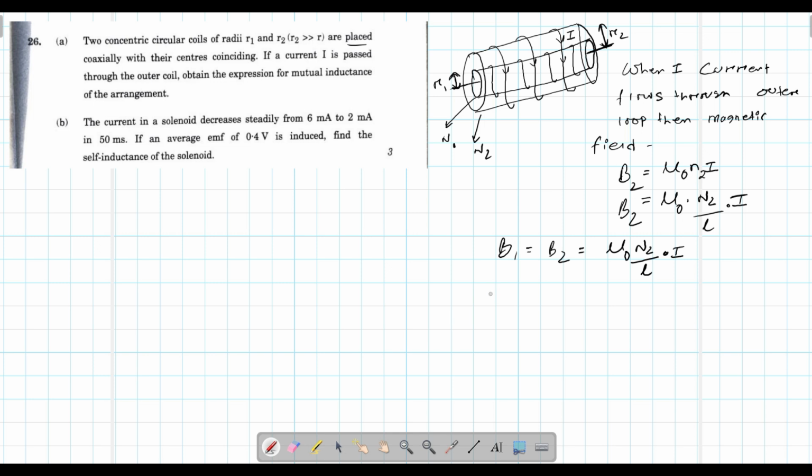So the magnetic flux phi 1 equals N1 B1 into A1. Phi 1 equals N1 B1, which is how much? Mu naught N2 by L into I into A1. So this is phi 1.